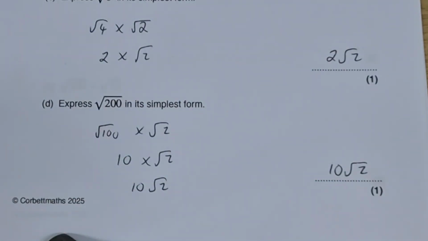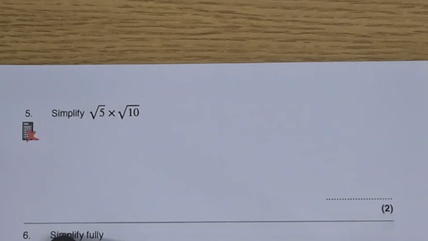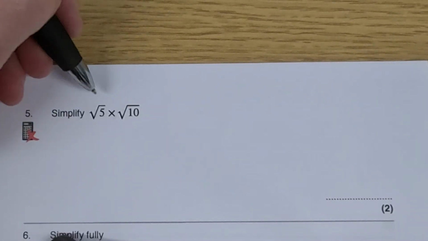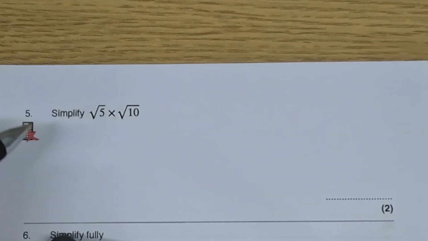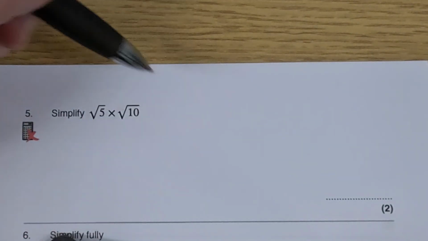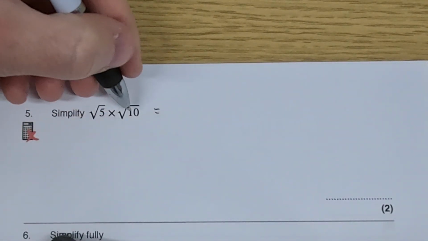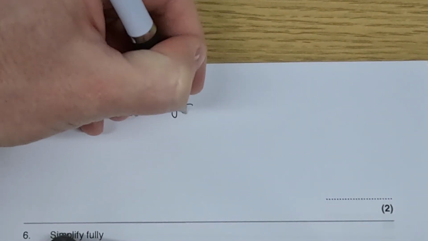Okay, let's look at our next question, question number 5. We've been asked to simplify the square root of 5 multiplied by the square root of 10, or root 5 times root 10. So here we've got root a times root b, so we just times those numbers together. 5 times 10 is equal to 50, so we've got the square root of 50.